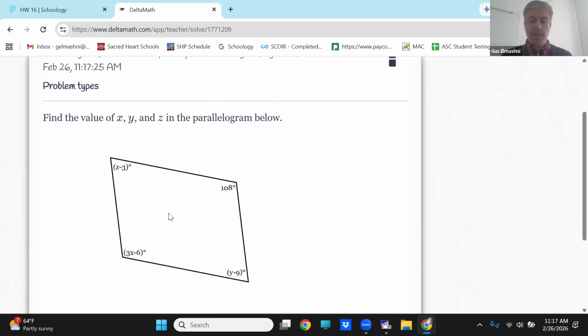Yeah, so 3x minus 6 is 108. Now here's the thing: if that's 108, then D minus 3 has to be 72, or Y minus 1 has to be 72. The same side as your angles, right? At that 180. So we're good.